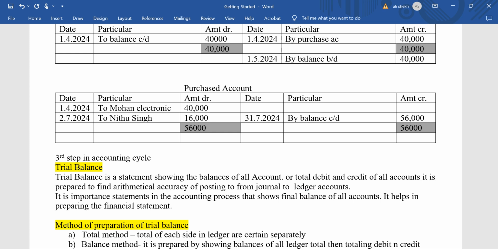It is prepared to find the arithmetical accuracy of posting from journal to ledger account. This is prepared to find out arithmetical errors from posting journal entries to ledger posting.